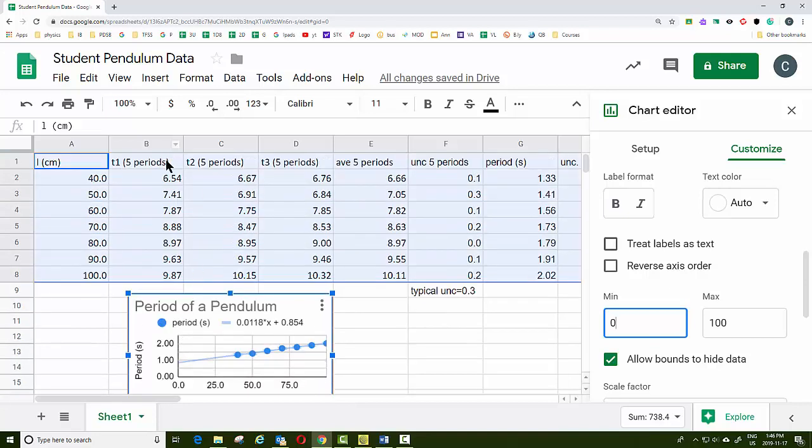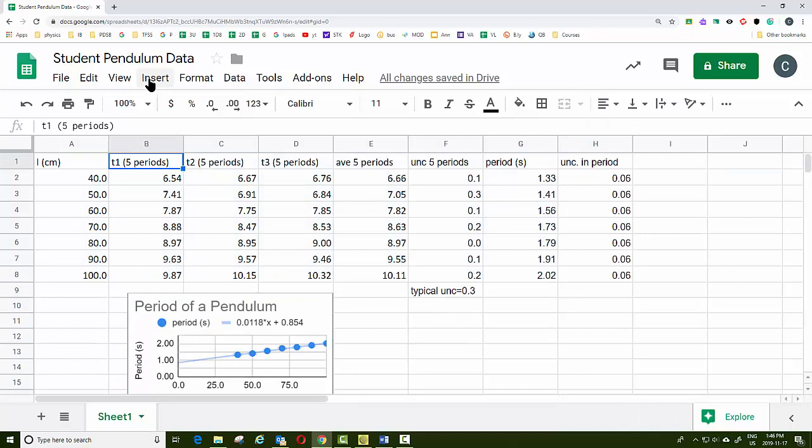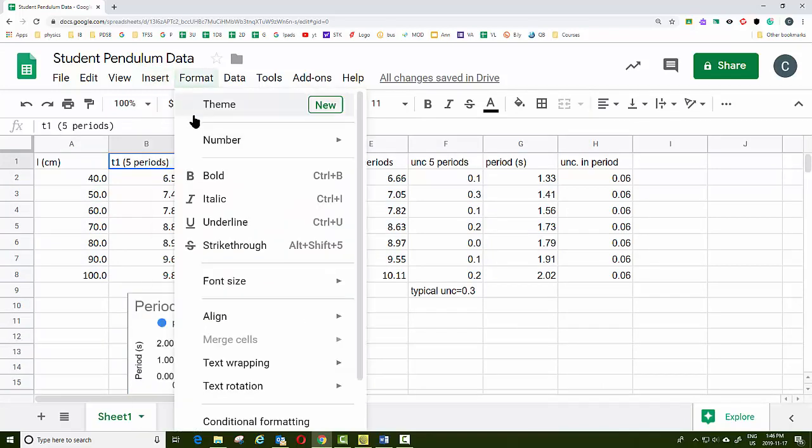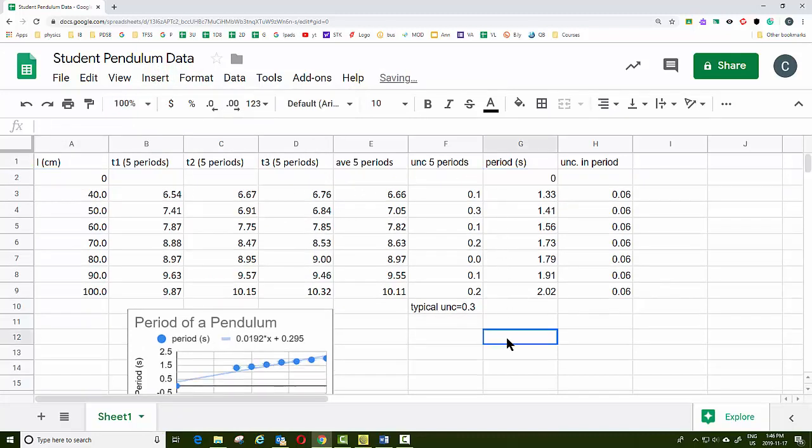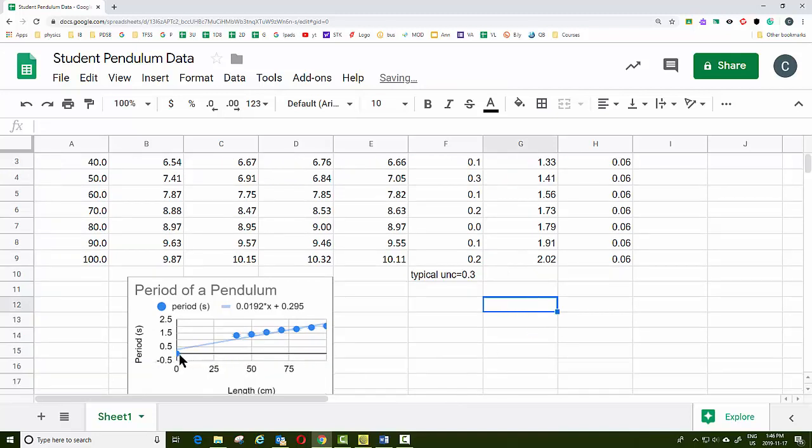So I'm going to add another point to my graph. So I'm going to insert a row below, and I'm going to add the point 0, 0. So now I've got another point on there. And now you can see that this straight line graph isn't so great.